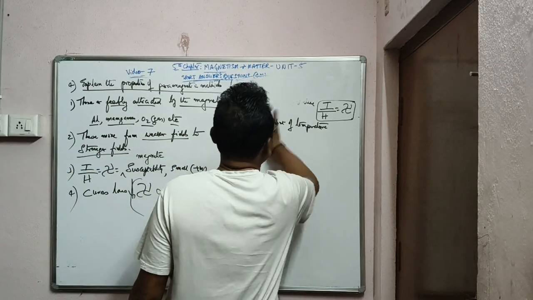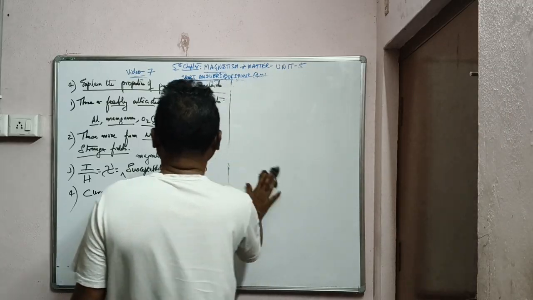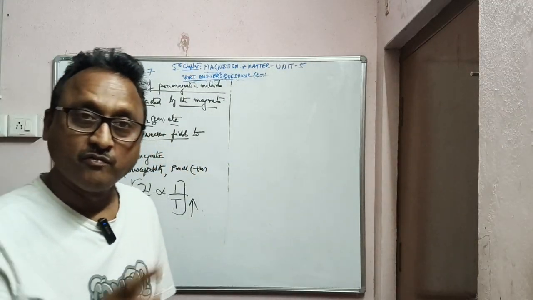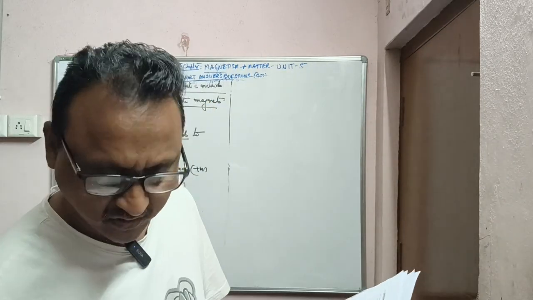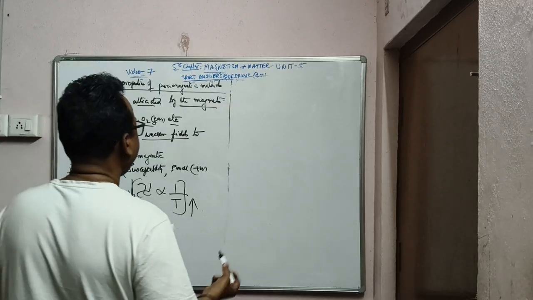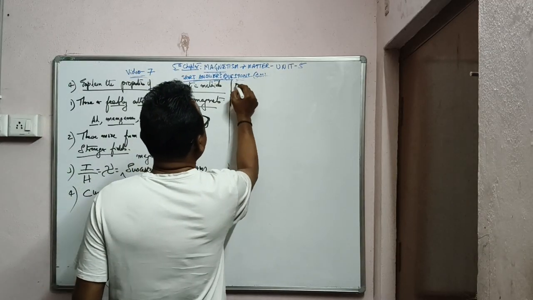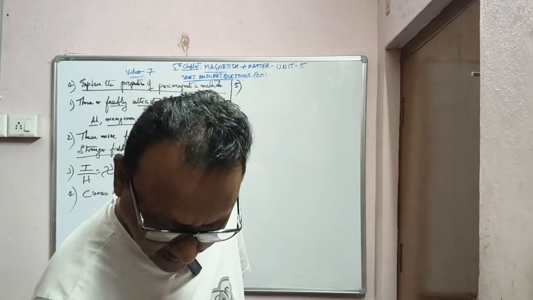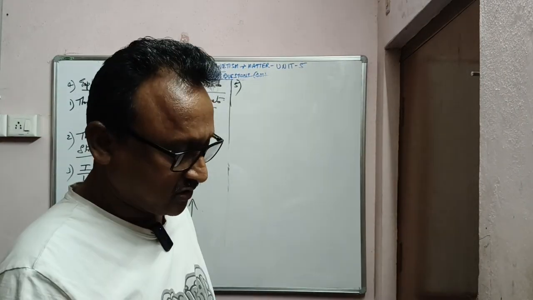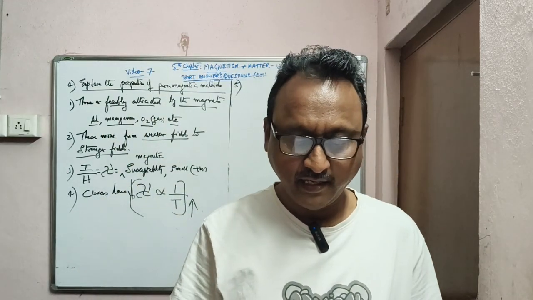Clear? It is 4 marks, so we must write accordingly. Written? I will erase 1, 2, 3. We'll go to the next one immediately, the 5th one. It is a bit of a theoretical part, you have to bear with me. Next 5th question, that is 4 marks. This is also another very theoretical point.